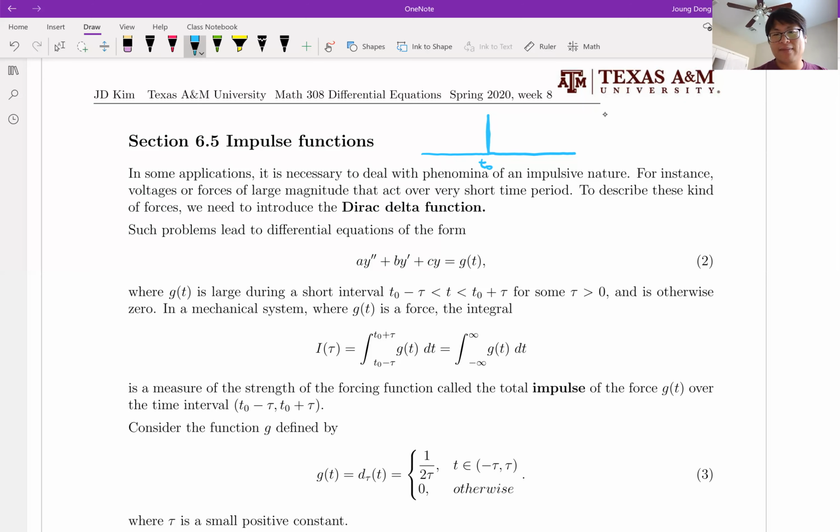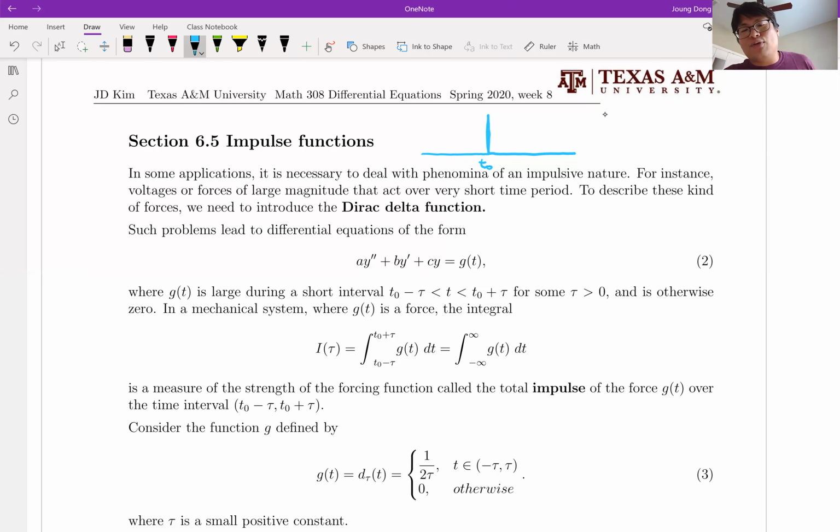Then that moment is really short, but it's not one instant, there is a period. That's why we would love to use t0 minus tau and t0 plus tau. Does it make sense? So this property is obvious, right?